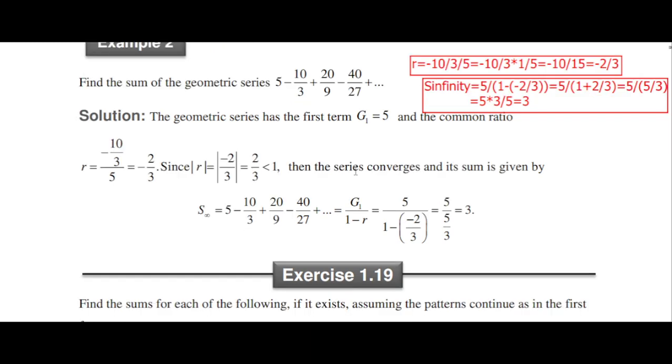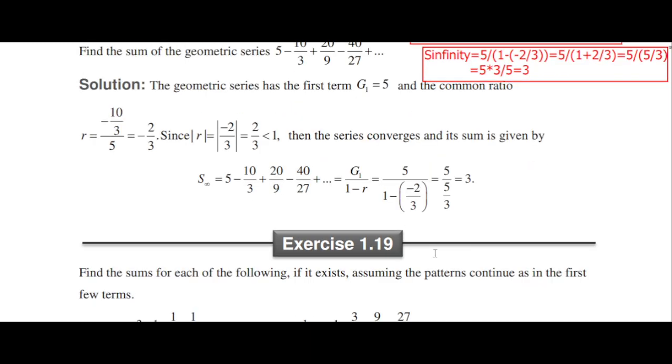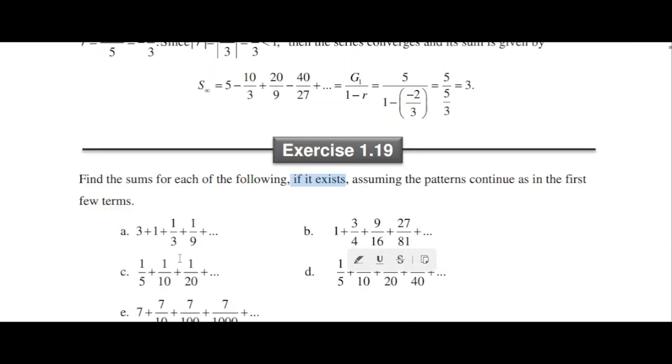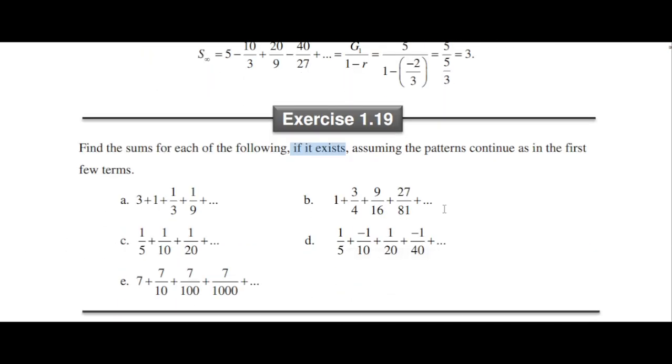Now let's go to exercise 1.19. Find the sum of each of the following if it exists, assuming the pattern continues as in the first few terms. Okay, let's compute number A.